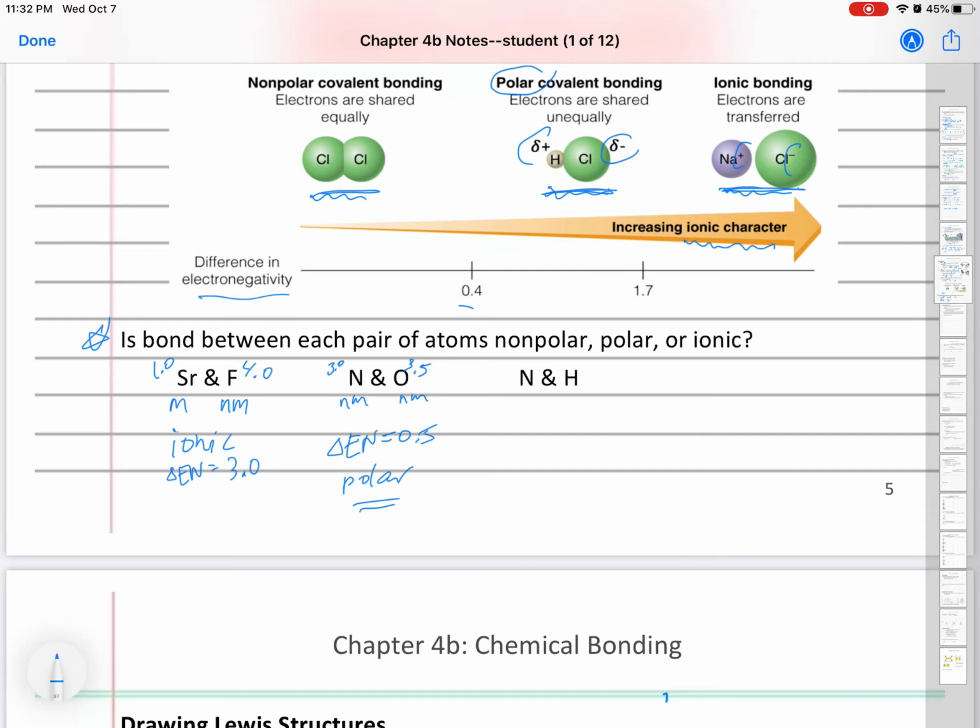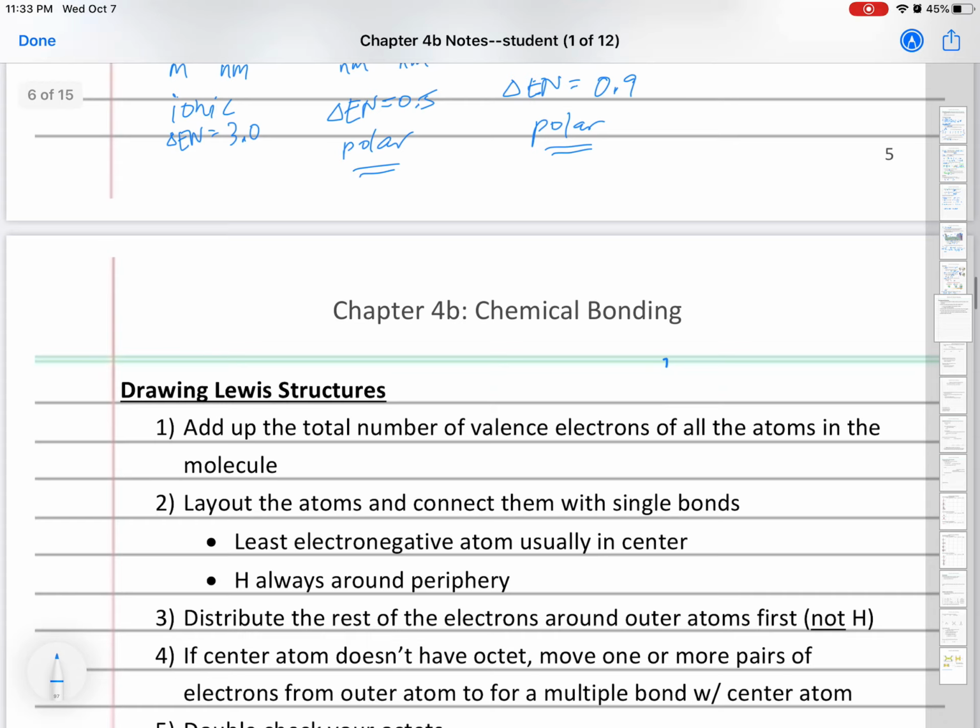And then nitrogen and hydrogen. Nitrogen, as we just said, has an electronegativity of 3.0, and hydrogen we saw earlier had an electronegativity of 2.1. The difference here is 0.9, which is definitely going to be in the realm of a polar bond. We're going to come back to that in a bit, so don't forget the rules about polarity.